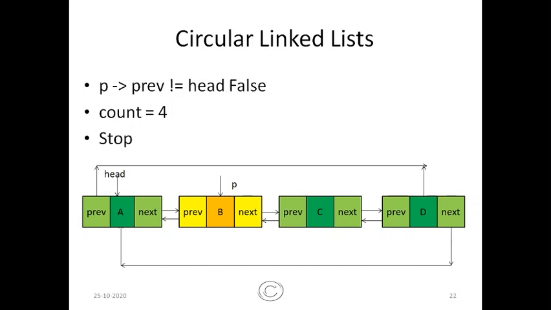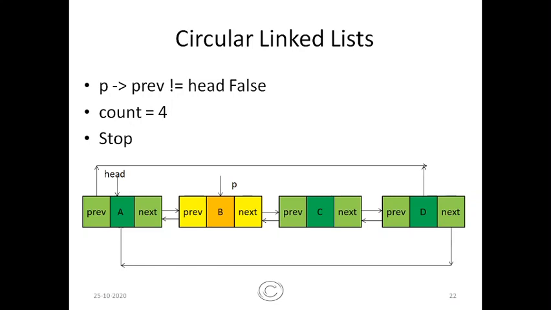Yes, so p previous is equal to head, so this condition breaks, the while loop breaks there, it will stop, and the count value will be returned, so count is equal to 4, that's why the number of nodes in the circular list is equal to 4.